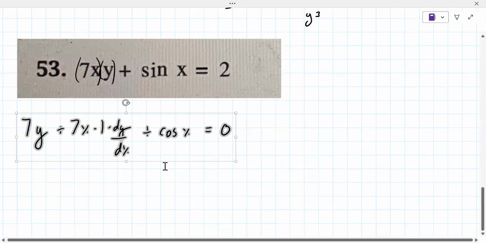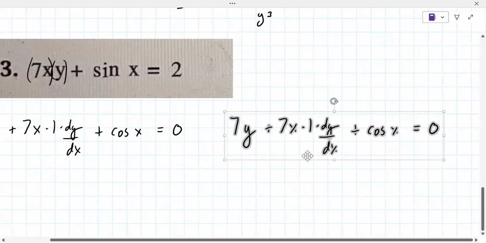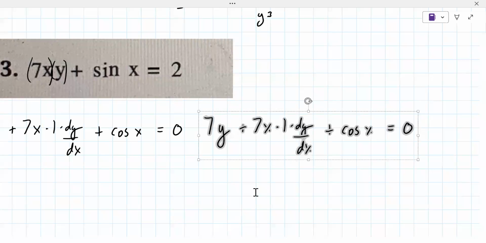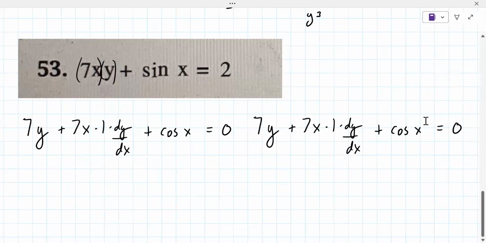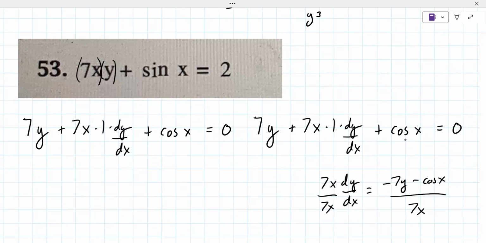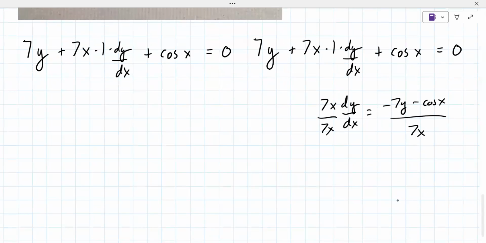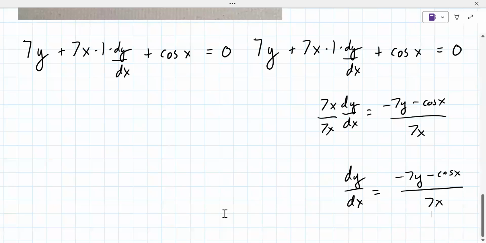So what I like to do here is solve this for dy dx, kind of over here off to the right. Make sure we've got it. We need it later. So you're gonna subtract the 7y, you're gonna subtract the cosine x. So you have 7x dy dx equals minus 7y minus cosine x. Divide everything by 7x here. So you have dy dx equals minus 7y minus cosine x over 7x. And we'll come back to that.